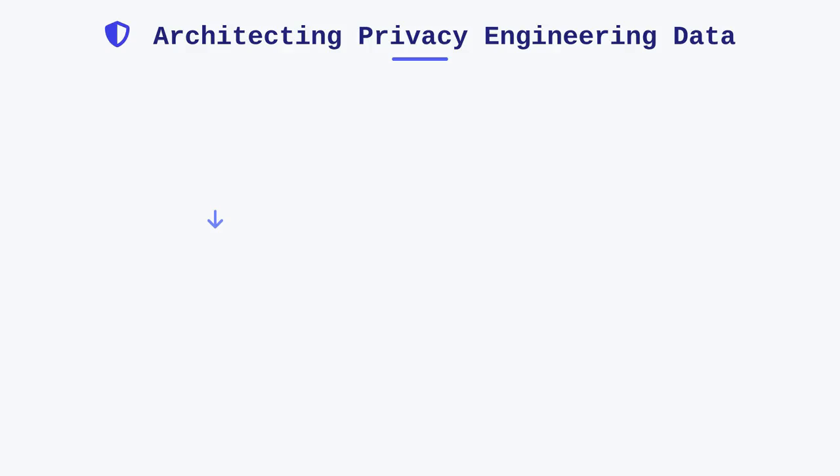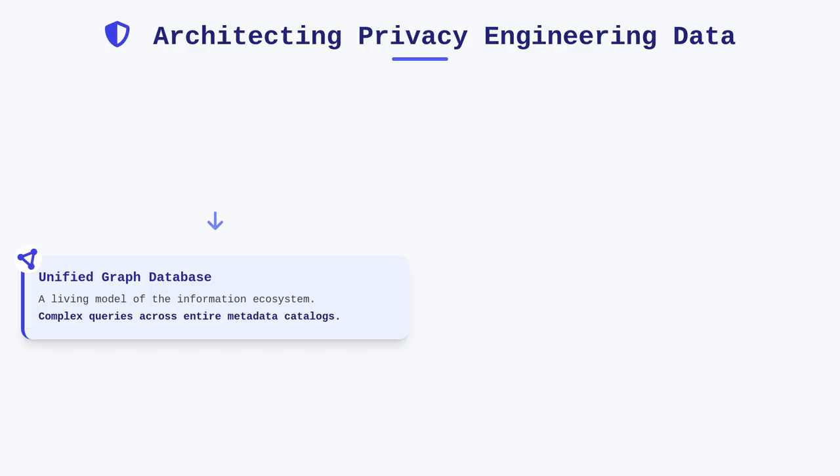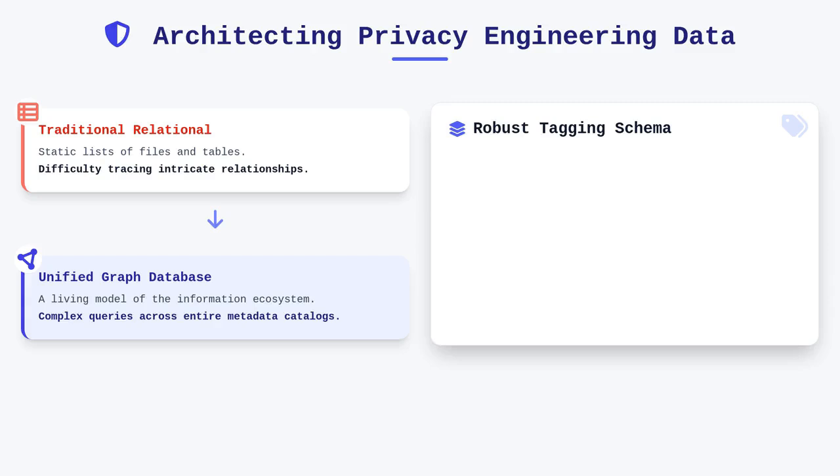To make this data useful for privacy engineering, we must adopt structural formats that allow for complex query capabilities across the entire metadata catalog. I prefer using unified graph database configurations because they excel at tracing the intricate relationships between entities, users, services, and data elements, which are difficult to model in traditional relational tables. Within this structure, you should implement robust metadata tagging schemas that categorize data not just by type, but by sensitivity level, lifecycle stage, and ownership.